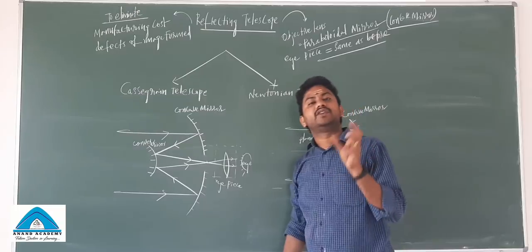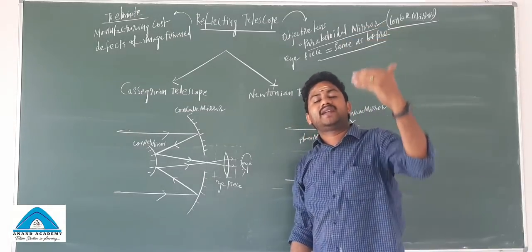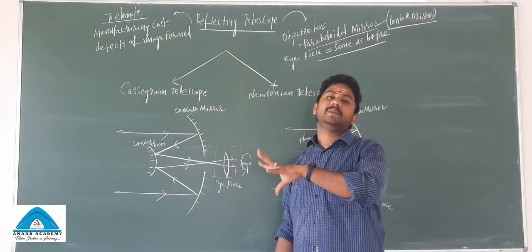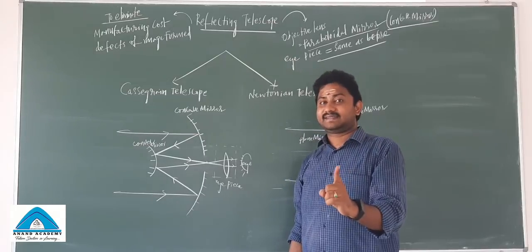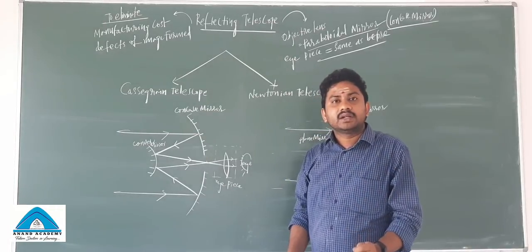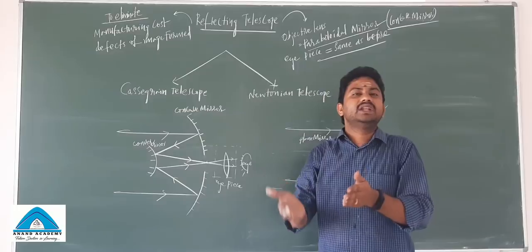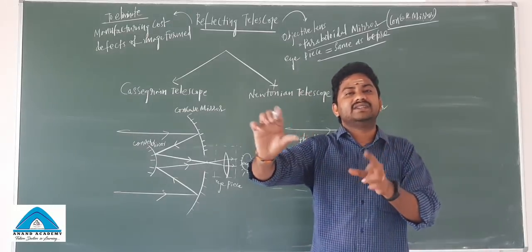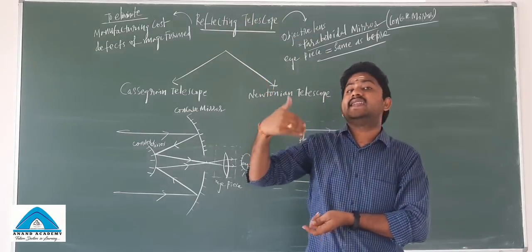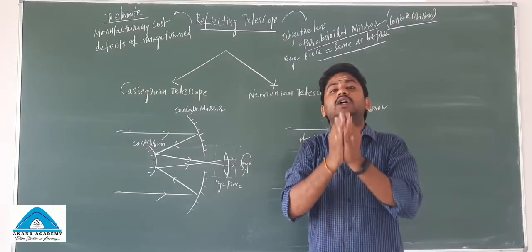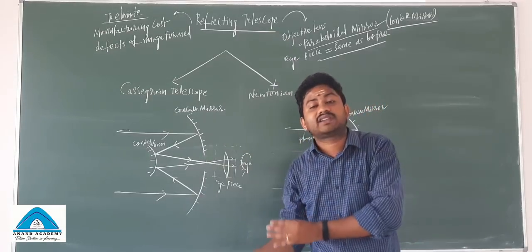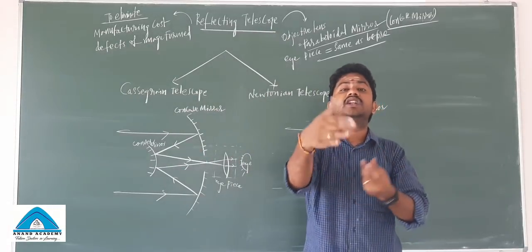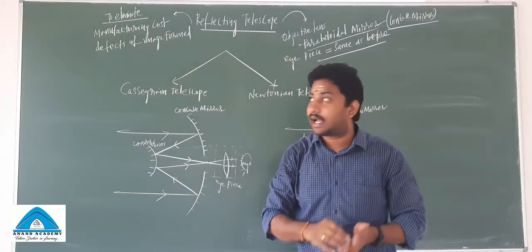Whatever the eyepiece we have used in the astronomical and terrestrial telescopes, the same eyepiece will be there, a convex lens, right? So here the system will be the combination of a mirror and a lens. In refracting telescopes, the system will be the combination of either 2 convex lenses or 3 convex lenses, depending on the requirement. Let's start.